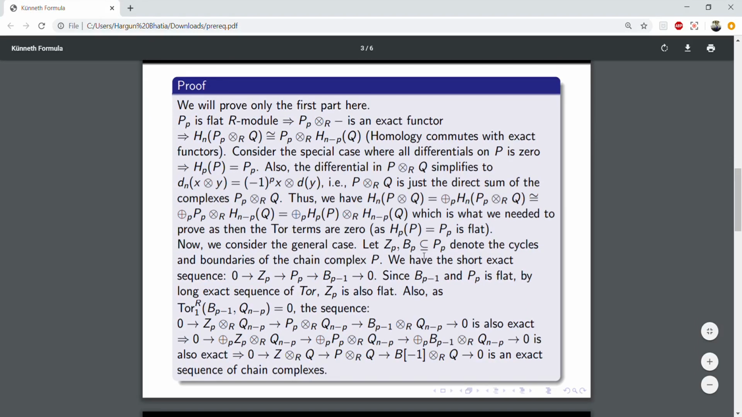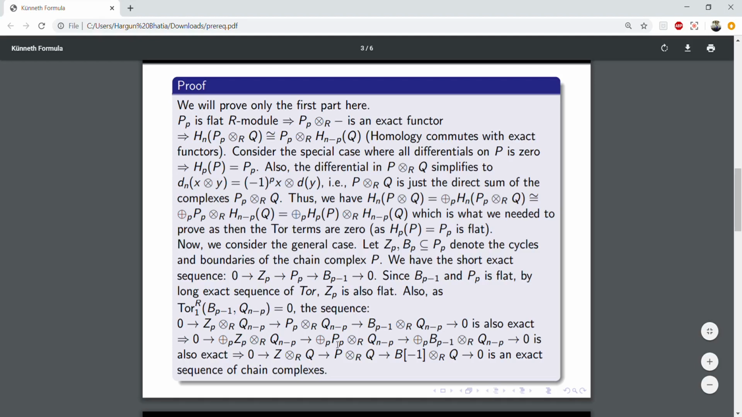Suppose Z_p and B_p denote the cycles and boundaries of this chain complex. Well, that's standard notation. Now, obviously, we have this short exact sequence 0, Z_p, P_p, B_{p-1}, 0. Now, by the hypothesis that is already given, P_p and B_{p-1} are flat modules, so you can apply the long exact sequence of Tor here to observe that this Z_p is also flat. Then fine. Now let's tensor this short exact sequence by some module, let's say Q_{n-p}. It could be any arbitrary module.